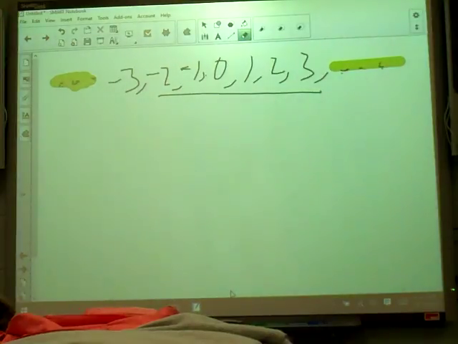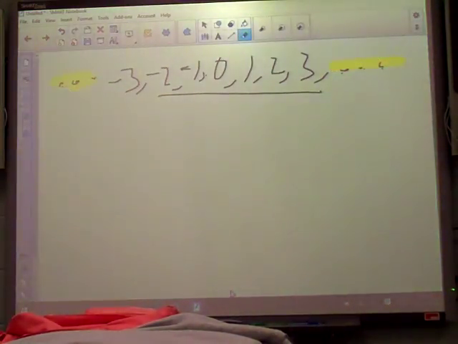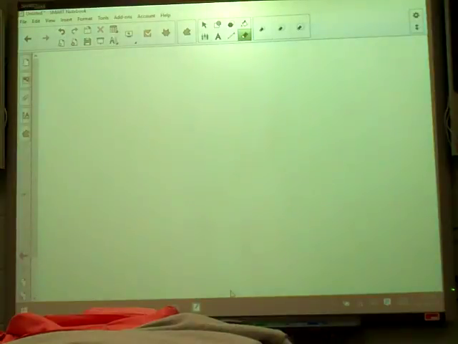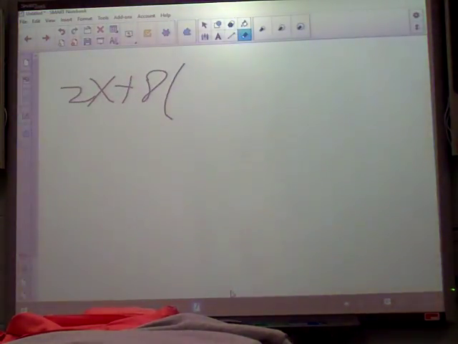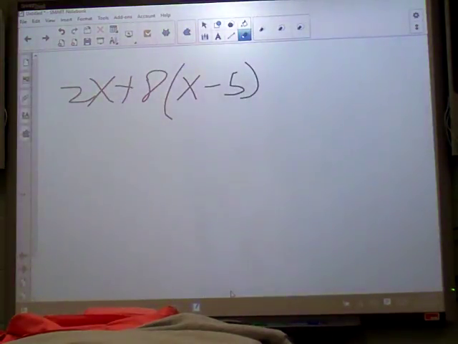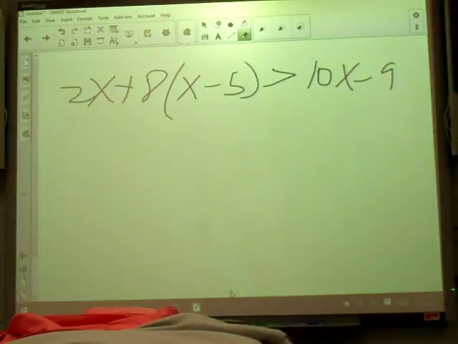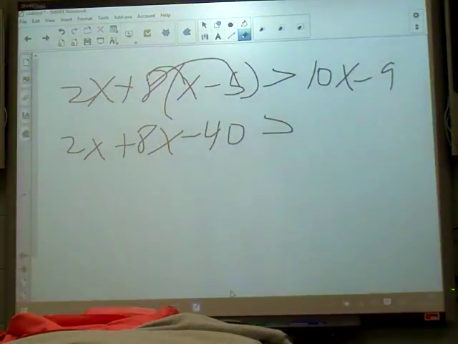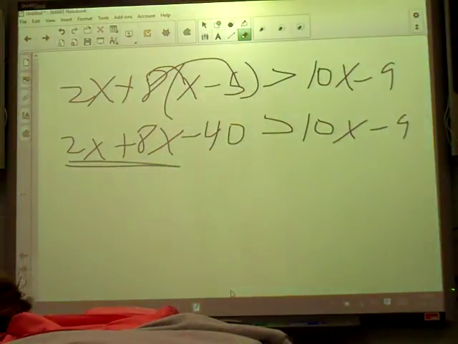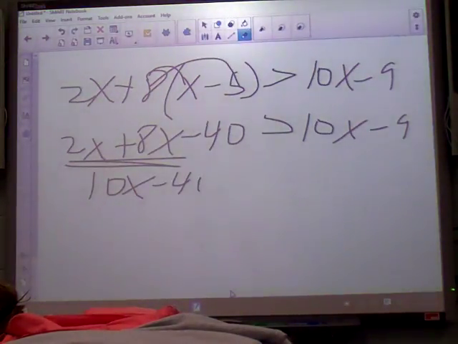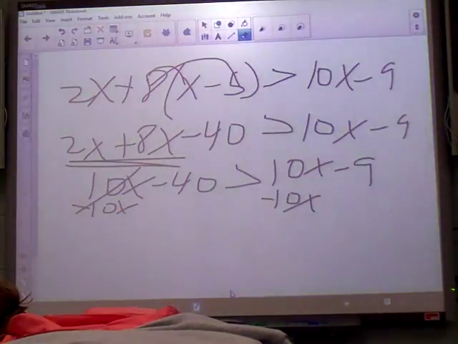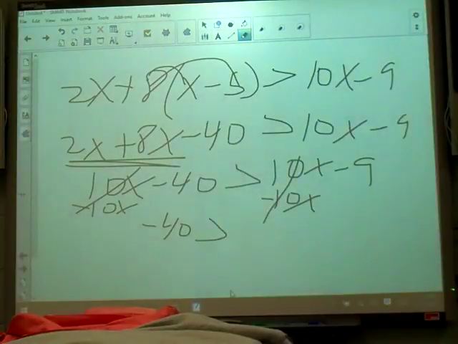Alrighty. Got another inequality on 16. Got 2x plus 8 times. Alright, distribute your 8. So you got 2x plus 8x minus 40. Now, like terms there, 2x and 8x is 10x. Now if you started trying to solve this, if you subtracted 10x, that goes away there and there, so I'm left with something that says -40 is greater than -9.